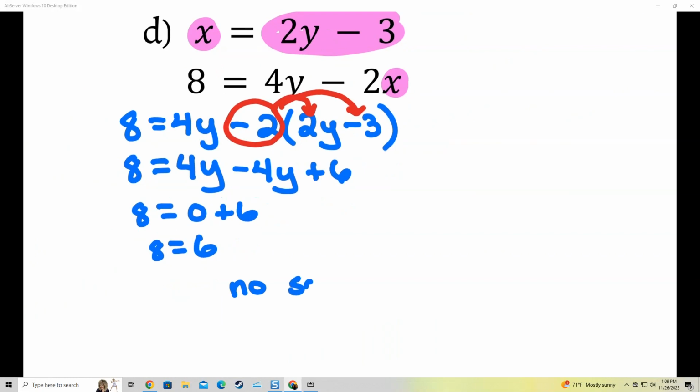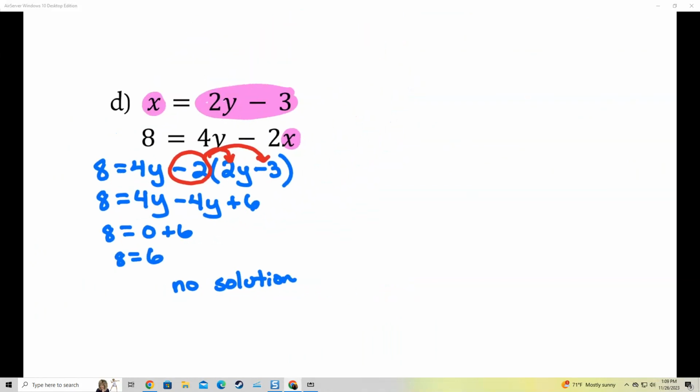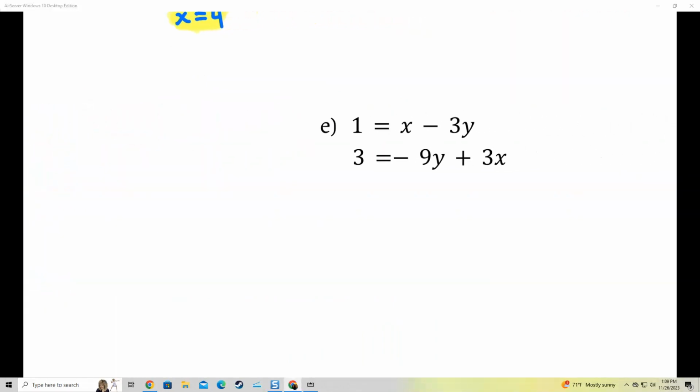no solution. What does that mean? That means these lines are never going to cross each other. What does that mean? That means those lines are parallel, right? You've done stuff like that before, so please don't get confused. It's not anything super crazy.